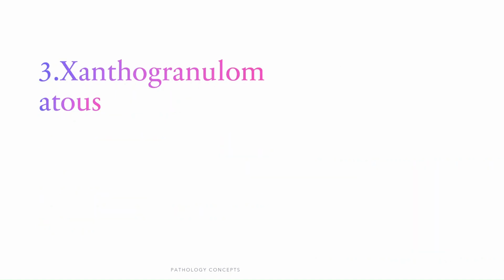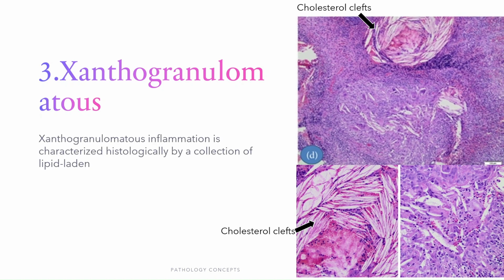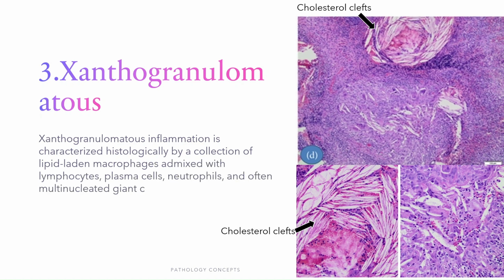Third is xanthogranulomatous inflammation. It is characterized histologically by collection of lipid-laden macrophages admixed with lymphocytes, plasma cells, neutrophils and often multinucleated giant cells, with or without cholesterol clefts. These are the cholesterol clefts.